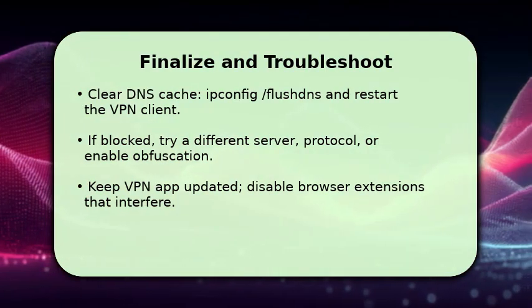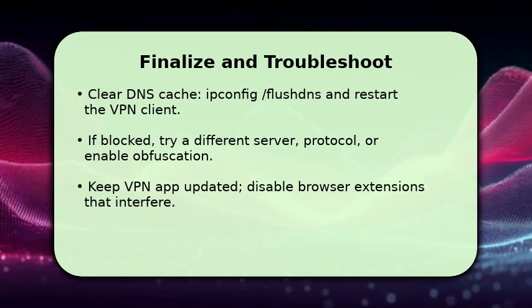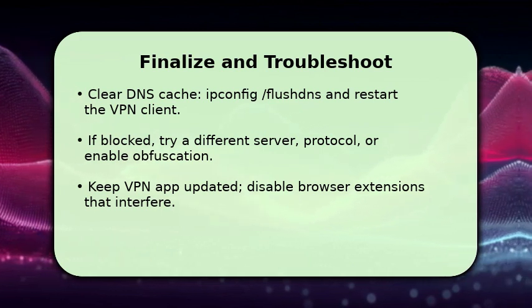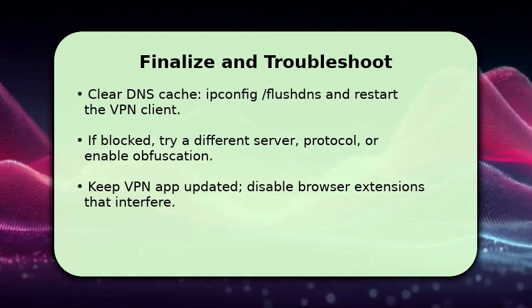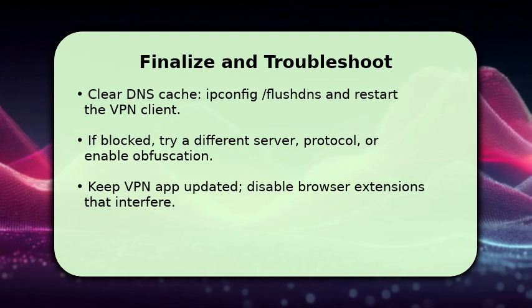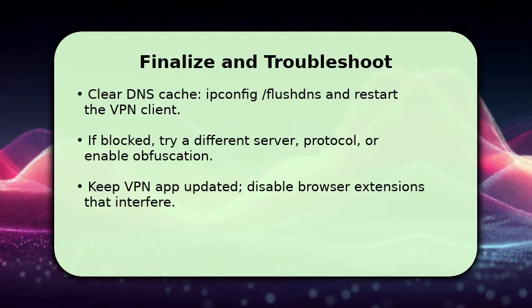Flush your DNS using ipconfig /flushdns, restart the VPN client, and then launch Roblox. Make sure the VPN shows the IP and region you selected. If you get blocked or face high ping, switch servers or change protocols. Obfuscation often bypasses ISP or game blocks.